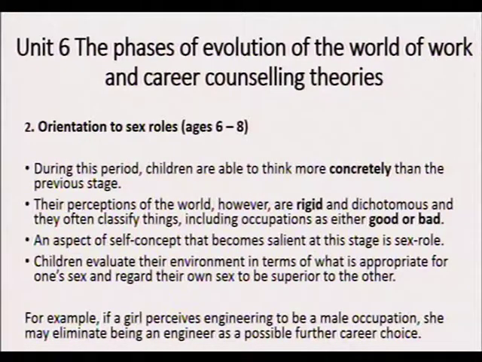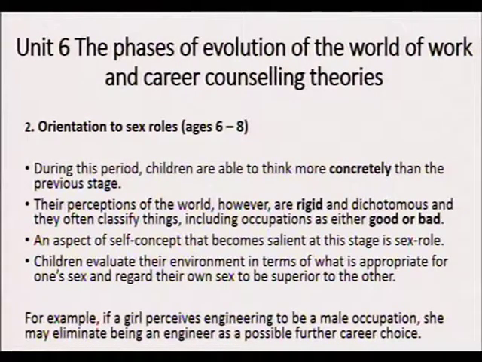Orientation and sex roles, ages 6 to 8. During this period, children are able to think more concretely than the previous stage. Their perceptions of the world, however, are rigid and dichotomous, and they often classify things, including occupations, as either good or bad. Sex roles become a salient concept at this stage, and children regard their own sex to be superior to the other. For example, if a girl perceives engineering to be a male occupation, she may eliminate being an engineer as a possible future career choice.